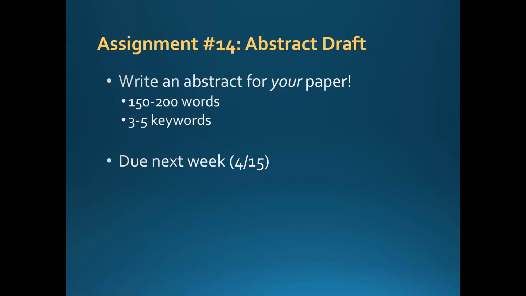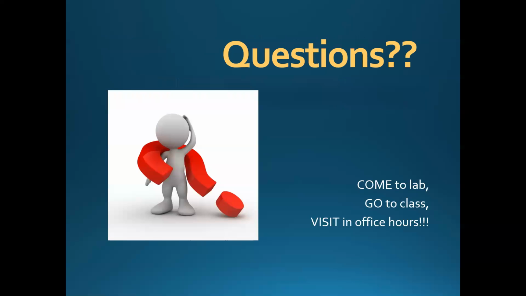All right, I'll put you into breakout rooms right after this. But assignment number 14 will be due next Thursday. There are obviously more details on the assignment sheet, but what you're going to be doing is writing an abstract for your own paper. This is an individual effort, so this is not group work, so make sure you're not collaborating with others in your group on this. 3 to 5 keywords, 150 to 200 words, more instructions on the actual assignment itself, and that will be due next week. And just as a reminder, the final paper is due on the 22nd, so 2 Thursdays from now.